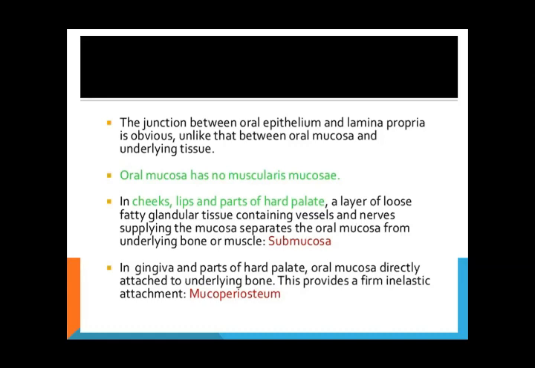Oral mucosa has no muscularis mucosae. In cheeks, lips, and parts of the hard palate, a layer of loose fatty glandular tissue containing vessels and nerves supplying the mucosa separates the oral mucosa from underlying bone or muscles, the submucosa. And the mucoperiosteum: in gingiva and parts of the hard palate, oral mucosa is directly attached to underlying bone. This provides a firm elastic attachment. This is called mucoperiosteum.